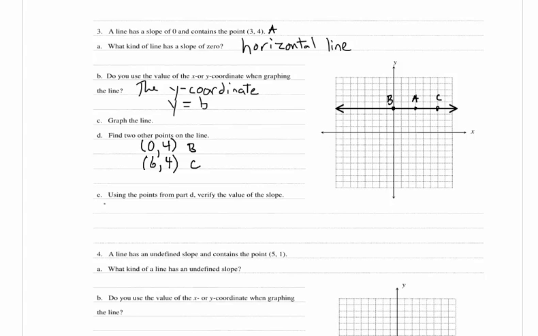And now in E, it says, using the points from part D, verify the value of the slope. So we're going to have M is equal to y2, which is 4, minus y1, which is also 4, divided by x2, which is 6, minus x1, which is 0, and we get 0 over 6, which is equal to 0. So we verified the slope that they gave us.